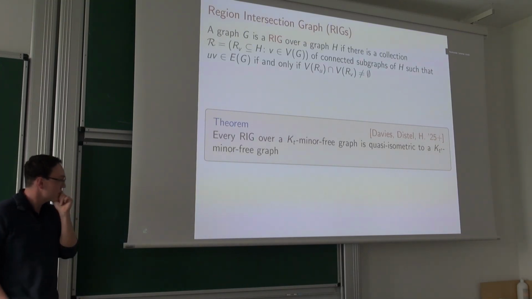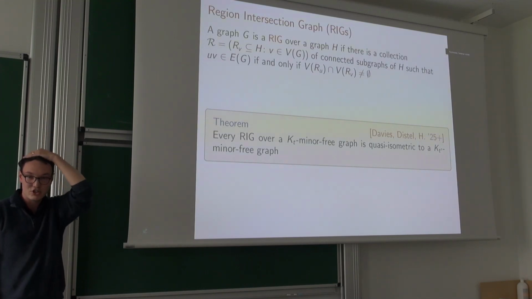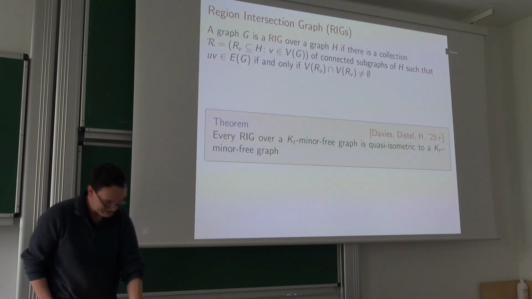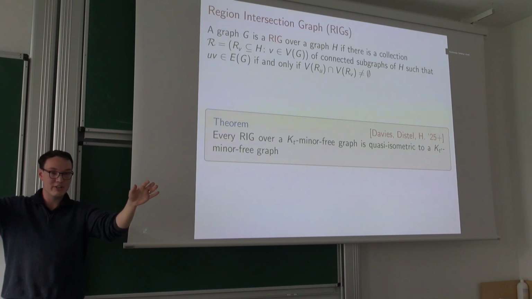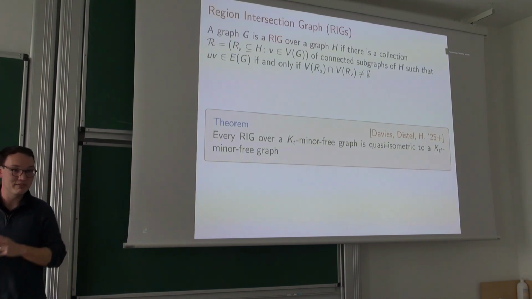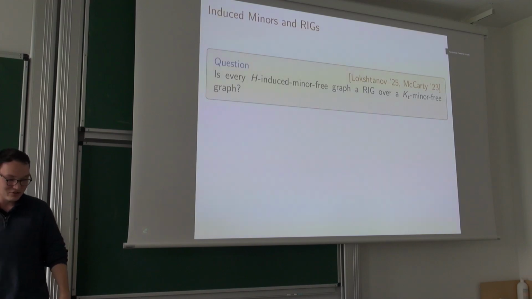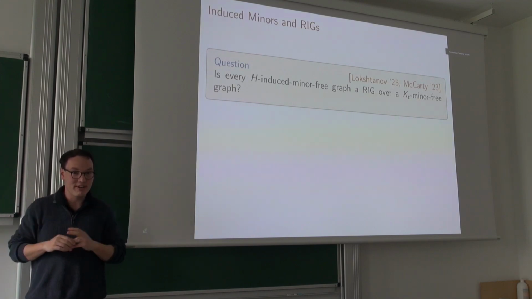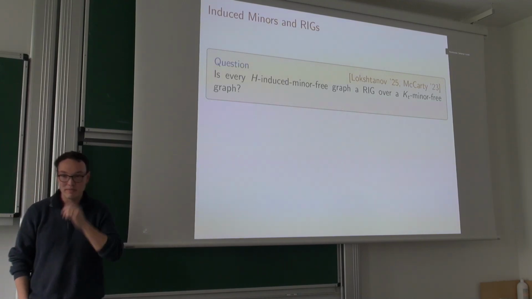Okay, so now zooming out a bit from region intersection graphs and thinking about their relationship to induced minors. I'll just go back. We had the observation before that if you're a RIG over a K_T minor free graph, you exclude some graph as an induced minor. But could the converse hold? Could it be possible that if you exclude a graph H as an induced minor, then in fact you are a region intersection graph over some K_T minor free graph, where T just depends on your graph H?